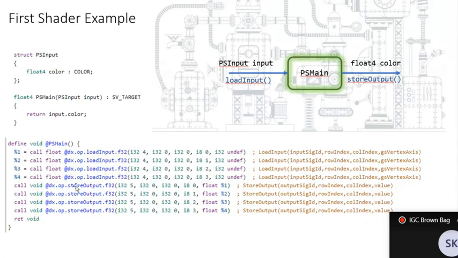However, the generated DXIL code is different. It returns void. We have no parameter to the main function, no structure type definition, no nothing. Instead, we have a bunch of function calls. What in the world? Well, it turns out that PS main here is actually not a real function. HLSL does not have real functions.